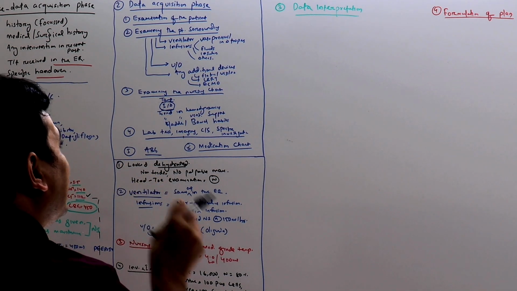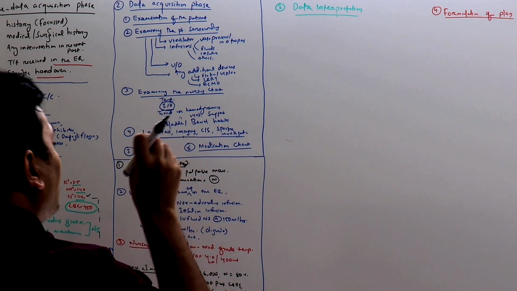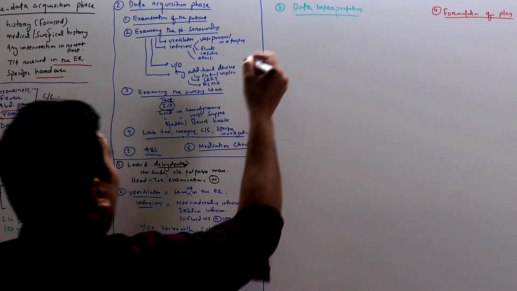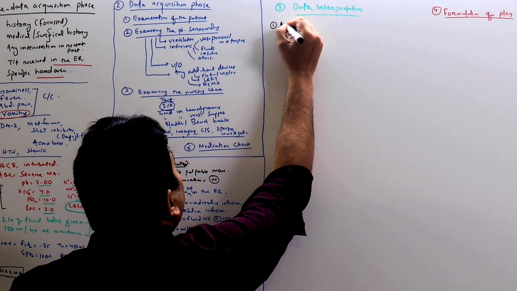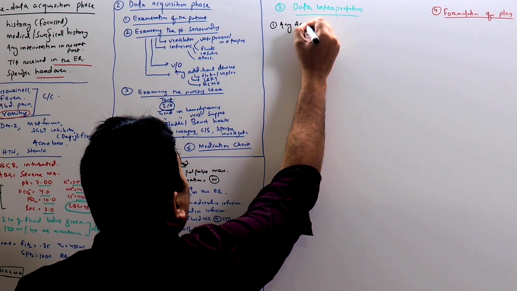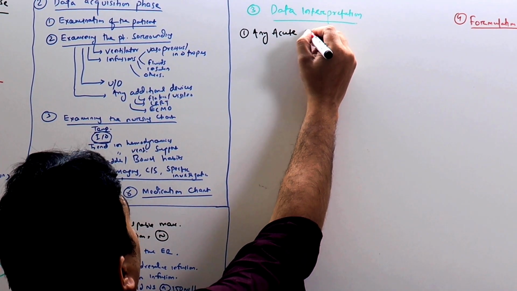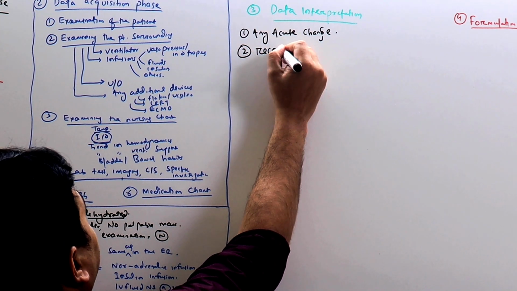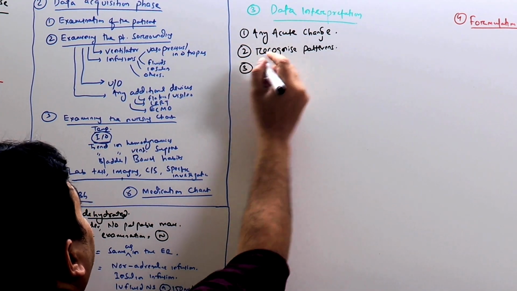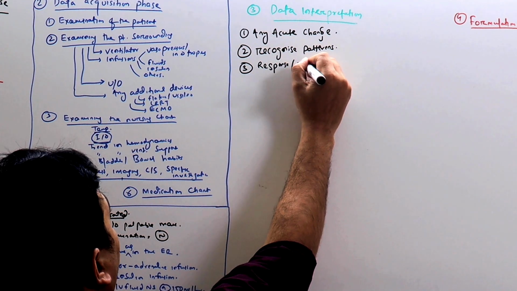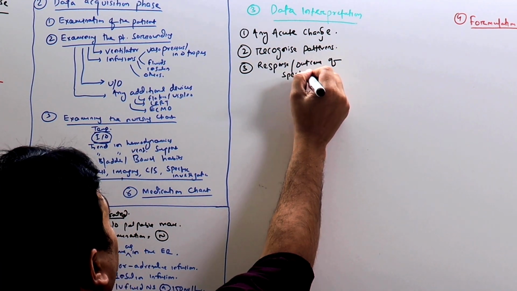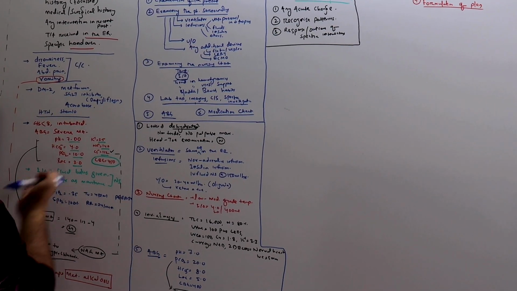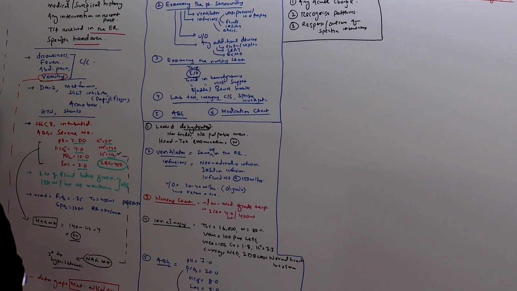In the data interpretation phase, there are only three things you need to be careful about or you need to interpret. Number one is any acute change that requires acute response. Number two is recognize patterns. And number three, a response or outcome of specific interventions. So as you have seen, we have already started to interpret the data.